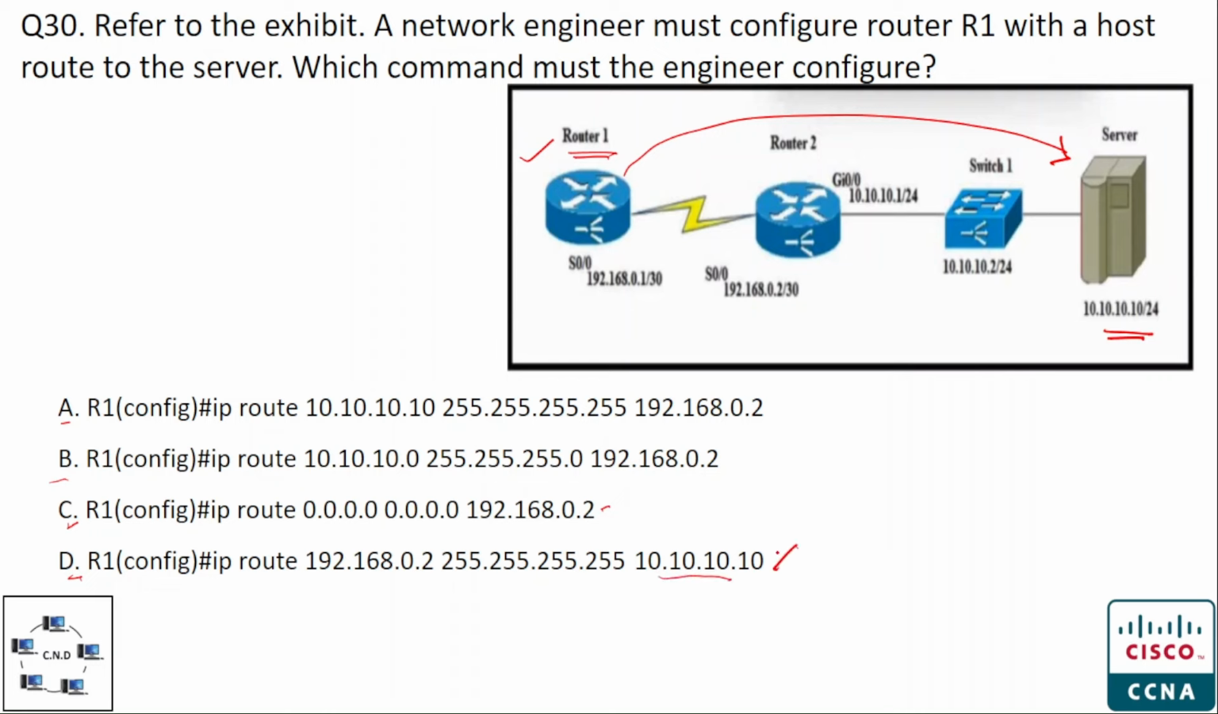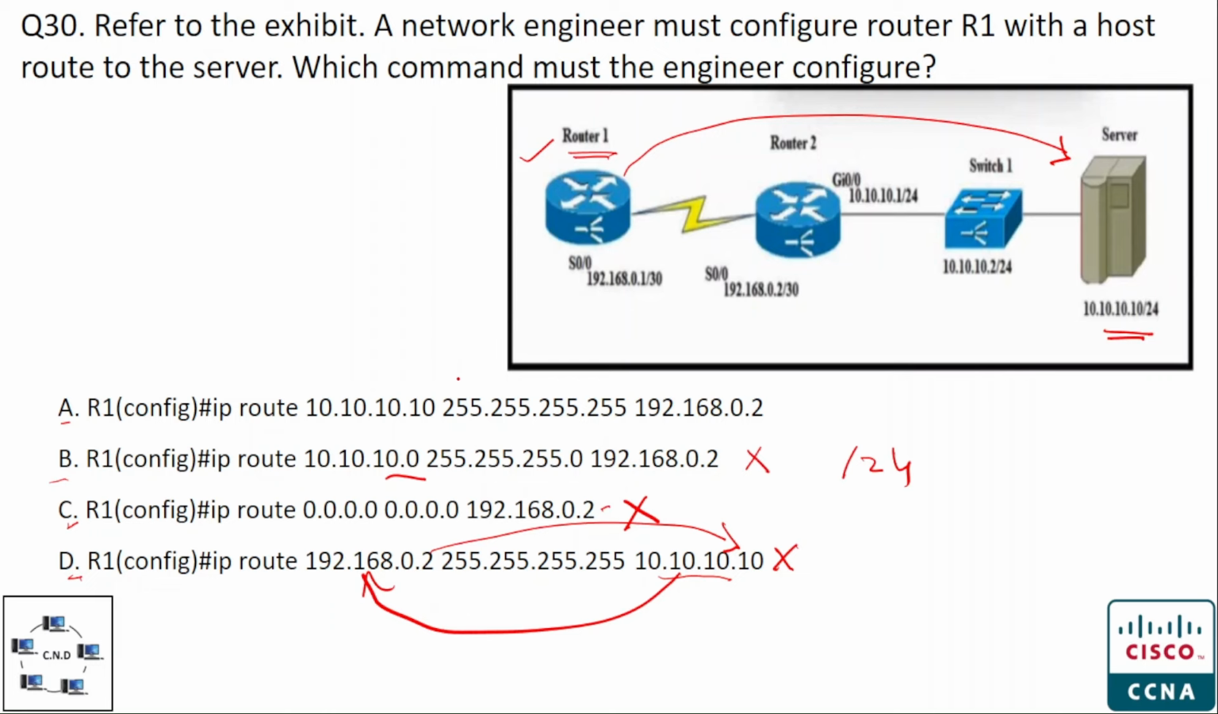So this is obviously wrong, because this is the destination, it should be here, and this is the next hop, it should be here. We can configure this route and the host will be accessible using this route, but this is a default route. We need to configure the host route only. And this route basically configures a whole /24 network. It will include all the hosts in this 10.10.10 network, ranging from 1 up to 254. So again, this is also not desirable.